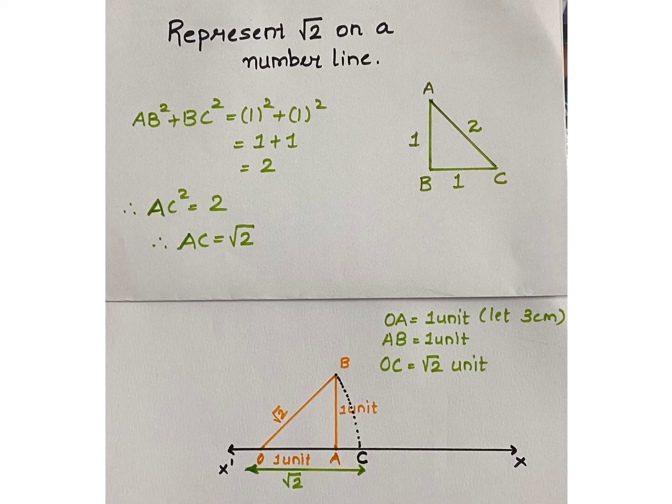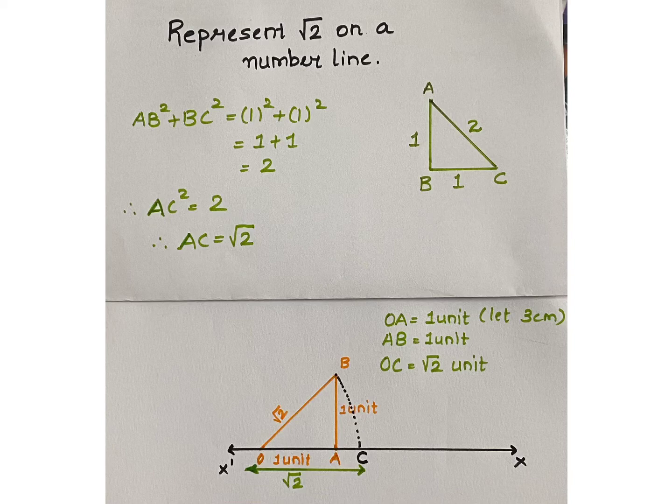Here you can see that the x dash axis is drawn over here. Now you need to take OA equal to 1 unit on that axis. You can take 1 unit as any centimeter you want. Here I have taken 3 centimeter. You can take 2 centimeter, 5 centimeter, anything you can take as 1 unit.